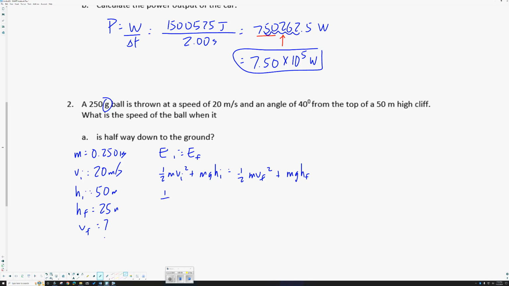When I did my answer key, I actually missed crossing off the m's, canceling out the masses. We can do that, right? Because mass appears in every term. But because my answer key doesn't have that, I'm going to just sub in the masses here. If you cancel the masses, that's fine. You should get the same answer.